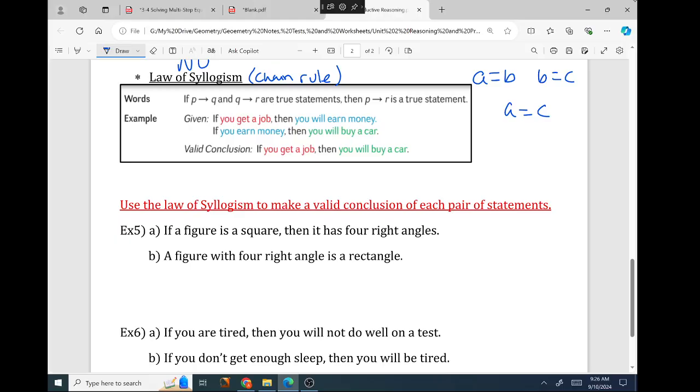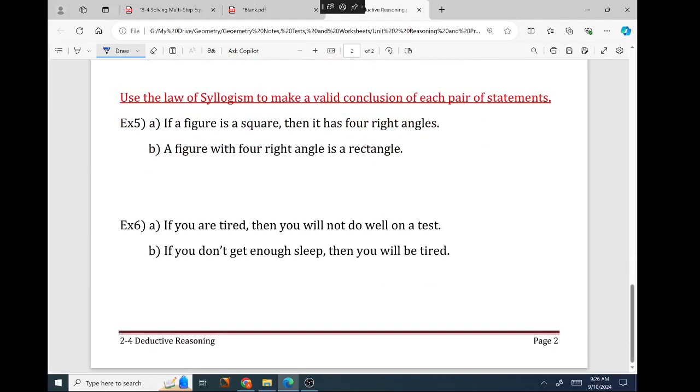Is this a law of syllogism? Yes, because this triggers that, and then that triggers the next thing. So the valid conclusion is if you get a job, you'll buy a car. Make sense? All right. Use the law of syllogism to make valid conclusions about each statement.